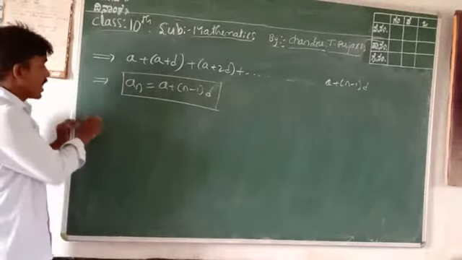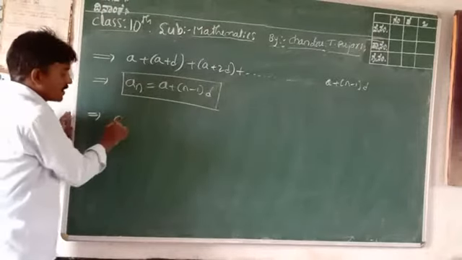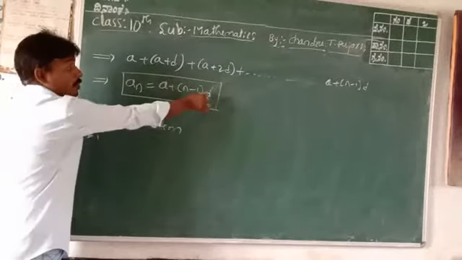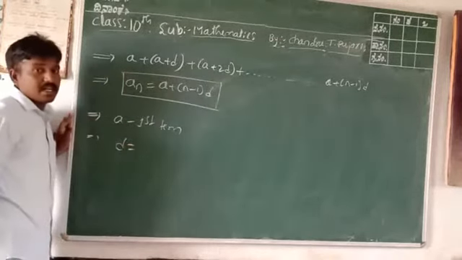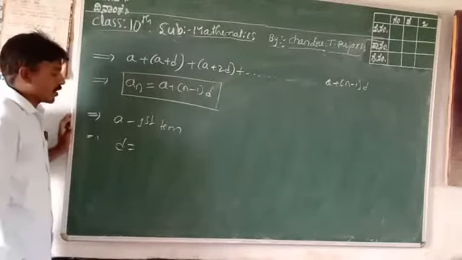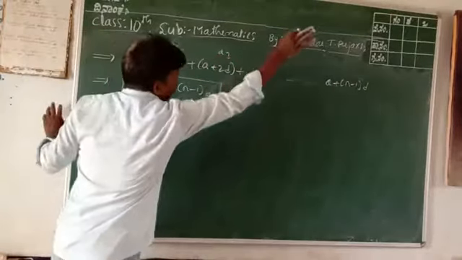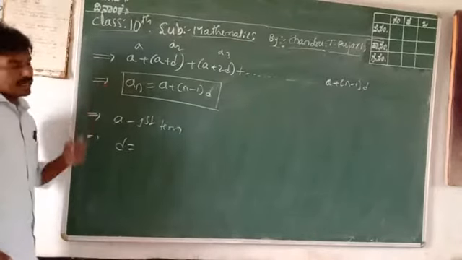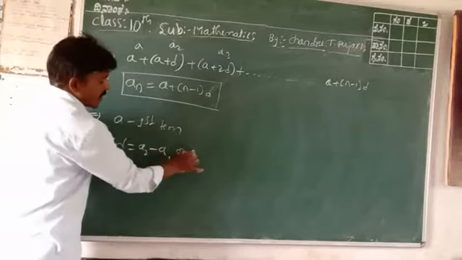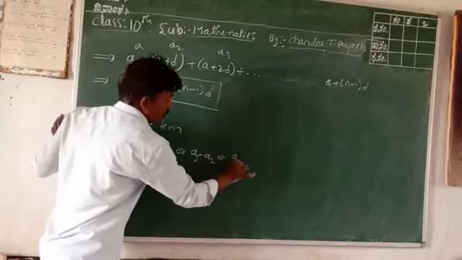The next thing you learn in arithmetic progressions: a means the first term, that is constant. Next, what does d mean? d means the difference between consecutive two terms. For example, terms a1, a2, a3 and so on up to an, the nth term. d means a2 minus a1, or a3 minus a2, or a4 minus a3.